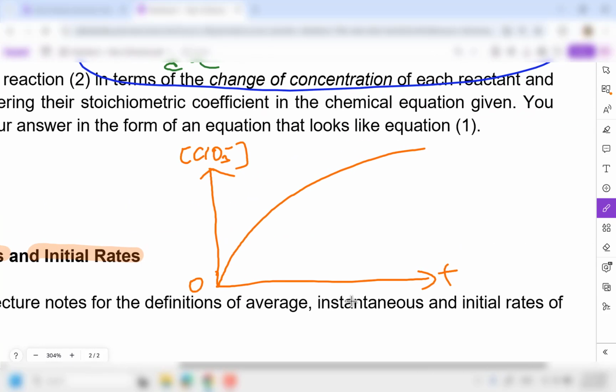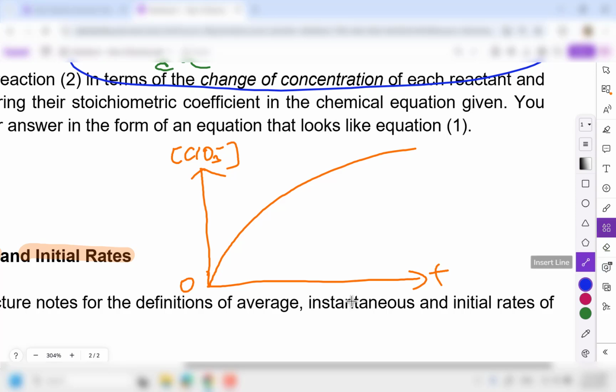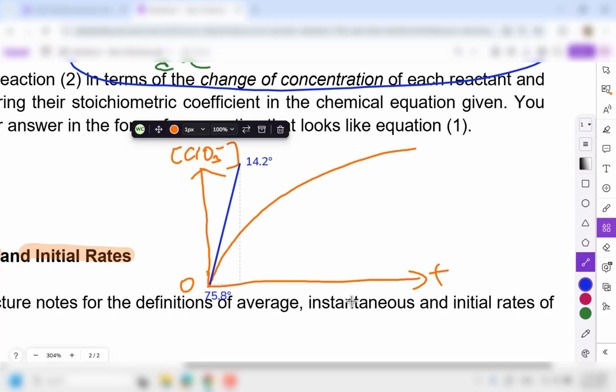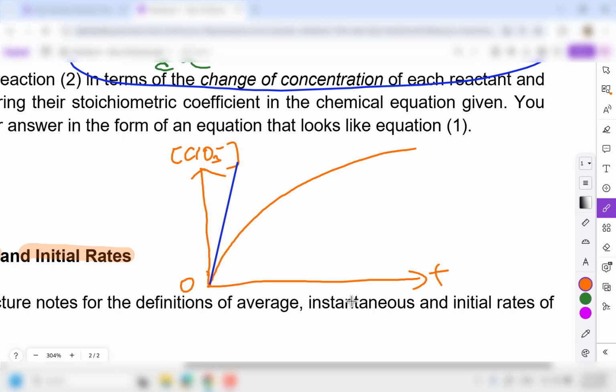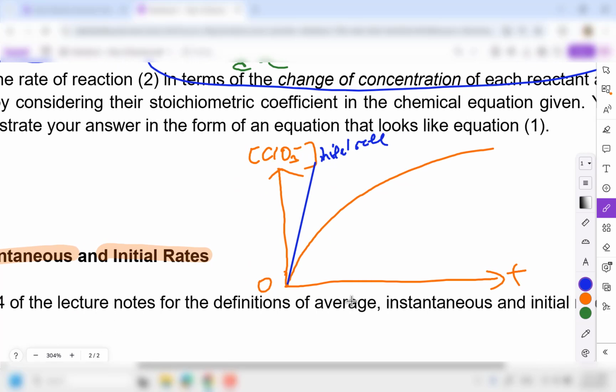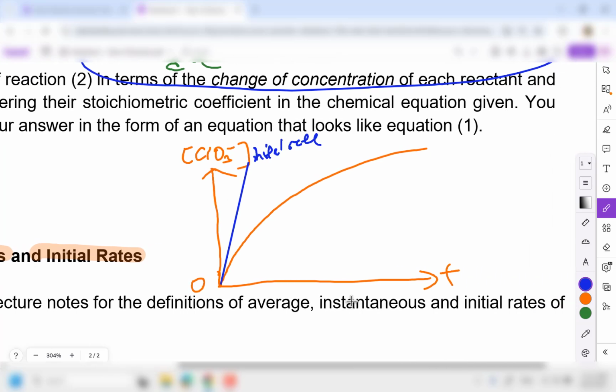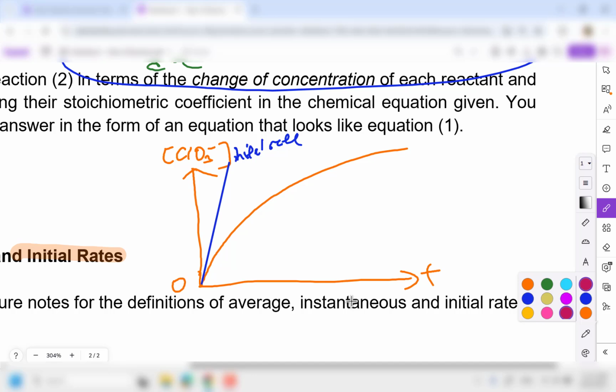Initial rate will be the simplest, so I'm just going to use a blue line here. It will be the instantaneous rate at time equals 0. It will look something like this. Not the best, but you get the point. So this is the initial rate. Basically, initial rate is the instantaneous rate at time equals 0. Instantaneous rates you can define at any time you want. For example, if you feel like it, you can say, I want the instantaneous rate at time equals t1. So this is over here.